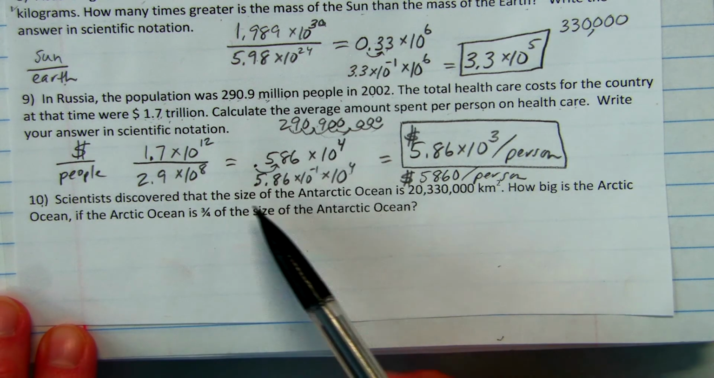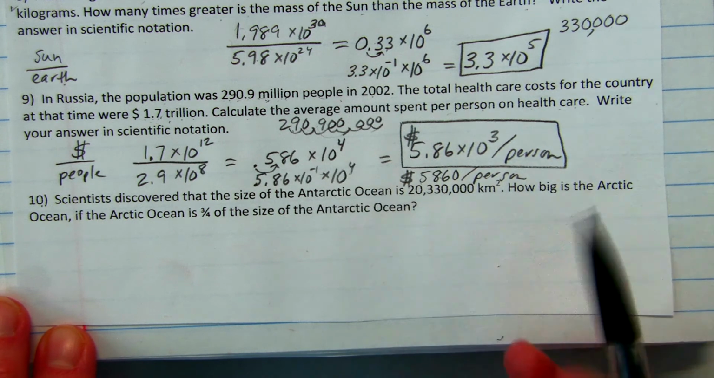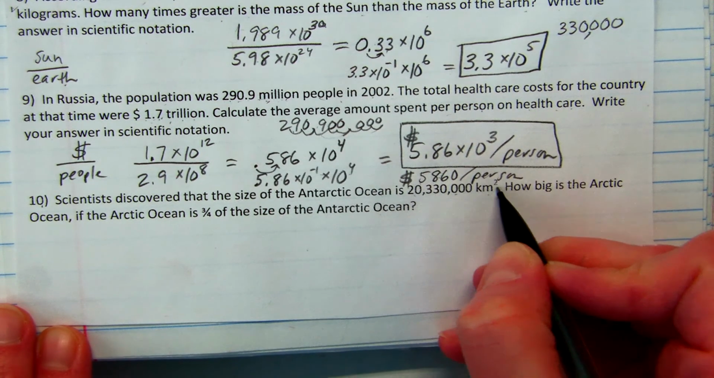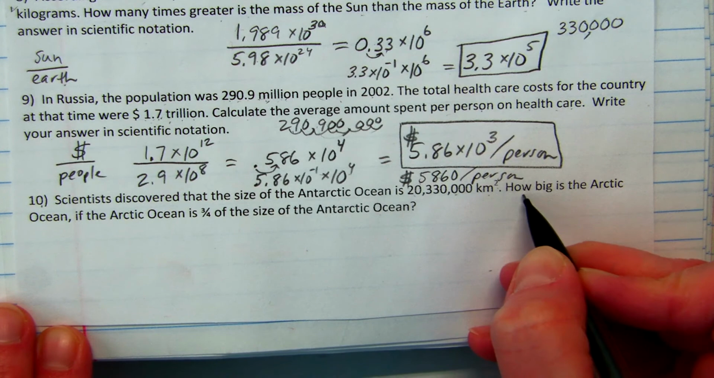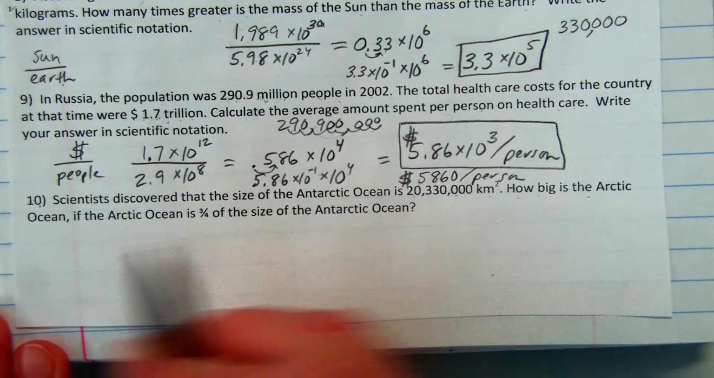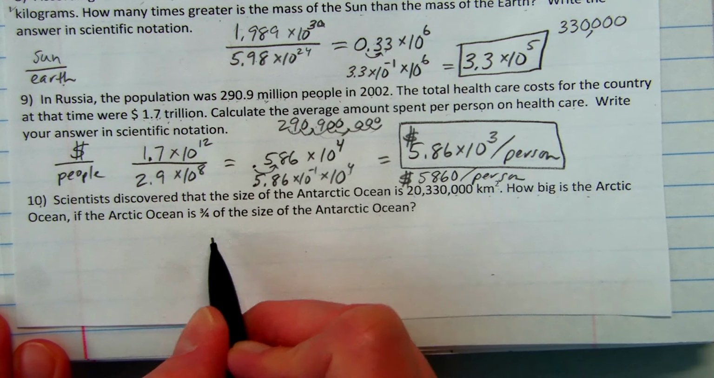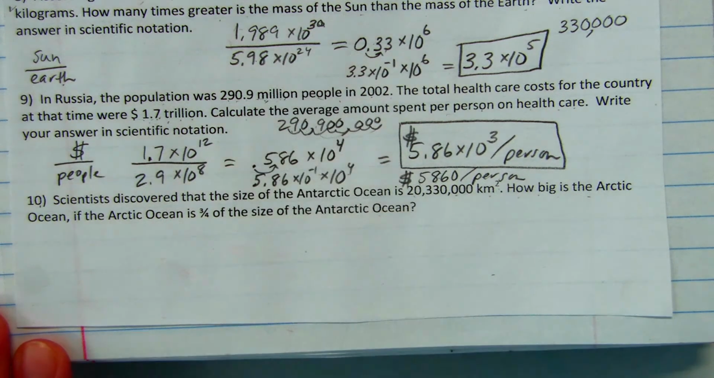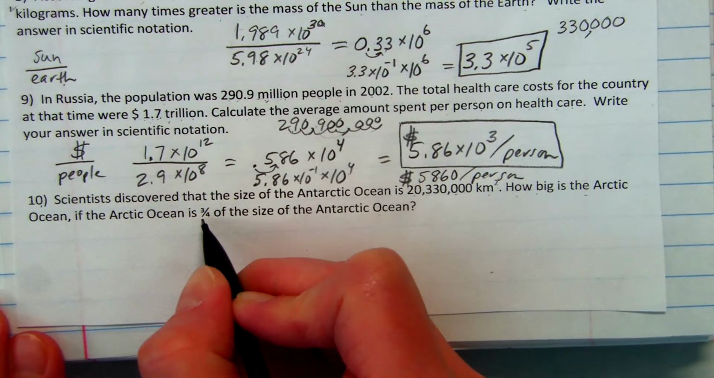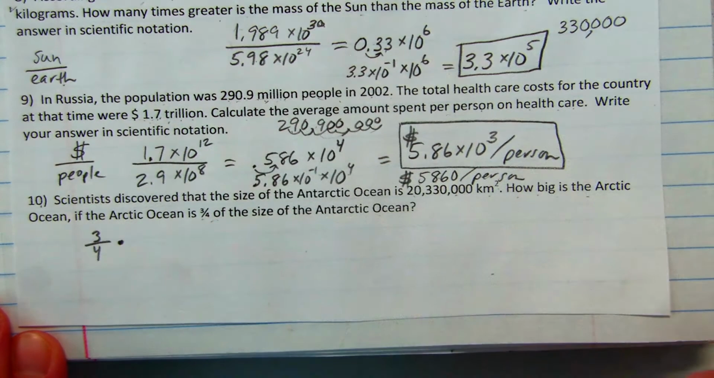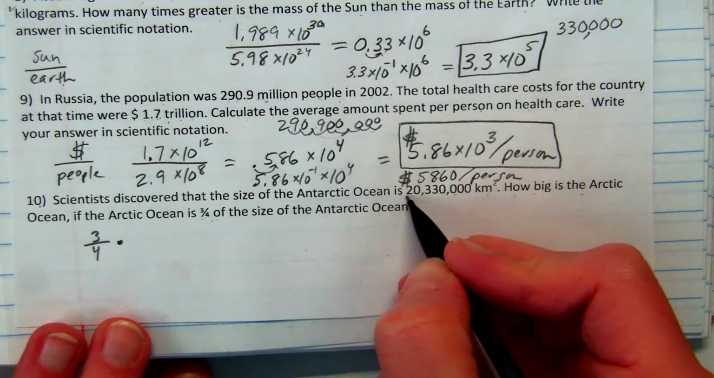Scientists discovered that the size of the Antarctic Ocean is 20,330,000 square kilometers. So that's how much it's covering. How big is the Arctic Ocean if the Arctic Ocean is 3/4 of the size of the Antarctic Ocean? So when you see something like 3/4 of, that means 3/4 times this number.